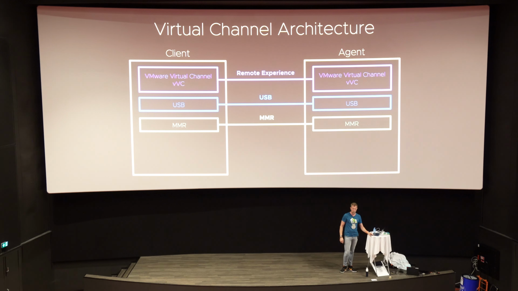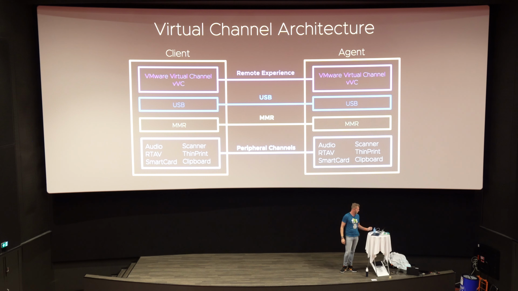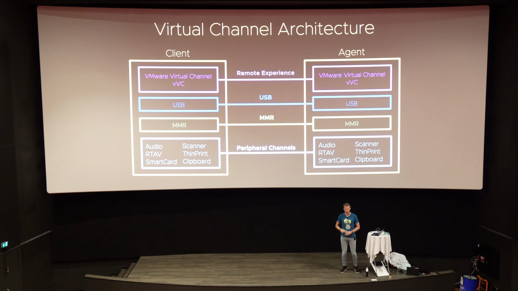Then there's MMR, multimedia redirection. Who uses that? Okay. And there's a load of peripheral channels. So take RTAV. If you want to redirect a webcam, you use a dedicated RTAV channel. Scanner, same thing. Scanner redirection uses a Twain driver integrated in Horizon. So you basically redirect a compressed image through the connection, through the session. And all of these peripheral channels are compressed by default and are controlled in terms of bandwidth.